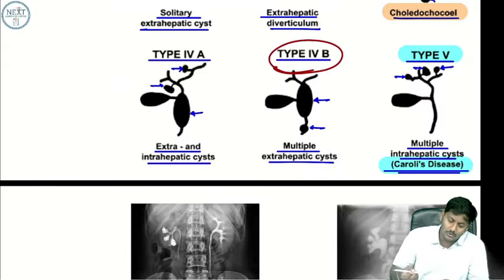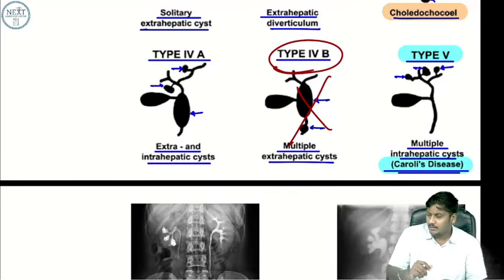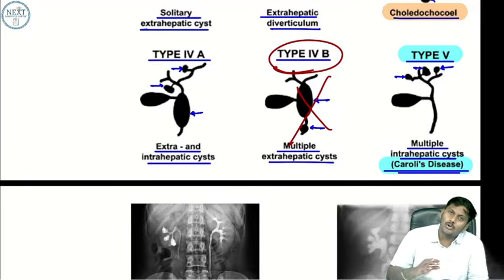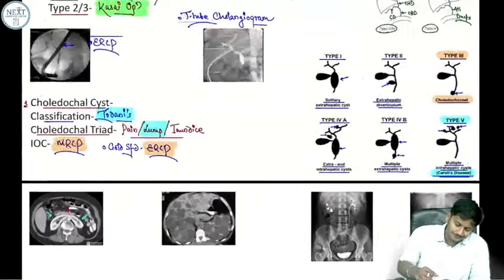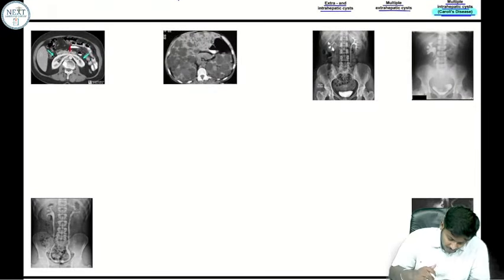In type 4B, definitely we know the whole extrahepatic bile ducts are affected. So here I remove the whole biliary tree outside the liver and connect the intestine directly to the porta hepatis. That is portoenterostomy, also called the Kasai procedure. So type 4B is treated by Kasai surgery, beta. Clear? Now let's talk about urology, beta.